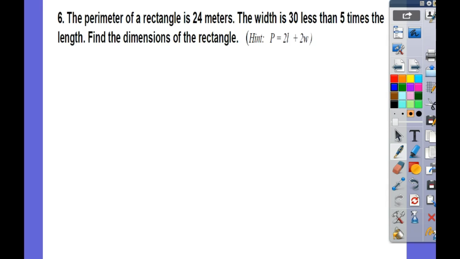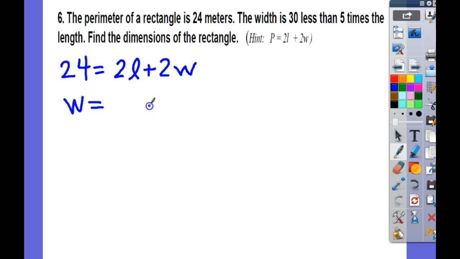Last, we have a word problem. The perimeter of a rectangle is 24 meters. The width is 30 less than 5 times the length. Find the dimensions of the rectangle. Dimensions means to find the length and find the width. And so we're told in our problem that this perimeter here is equal to the number 24. So that's our first equation.